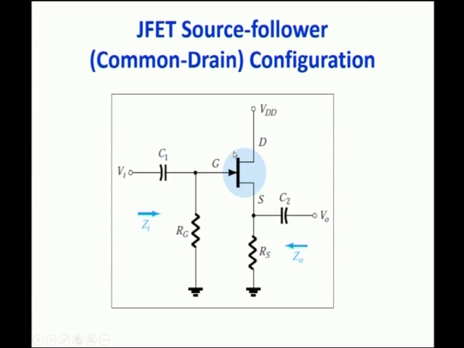It is a common drain configuration in which the input is given to the gate terminal and the output is taken across the source terminal, and to the drain terminal you have given the supply voltage. These two resistances are used for biasing the FET, and the capacitances are going to block the DC voltages from the preceding and succeeding stages, which is not going to affect the bias of the FET.